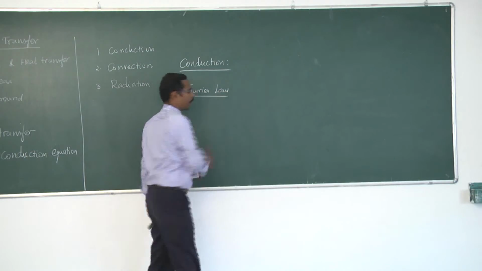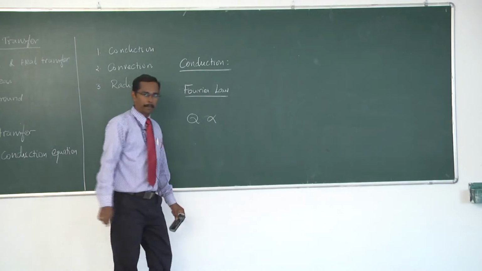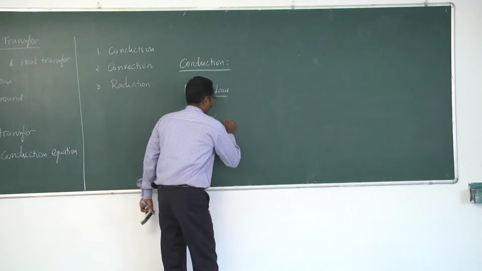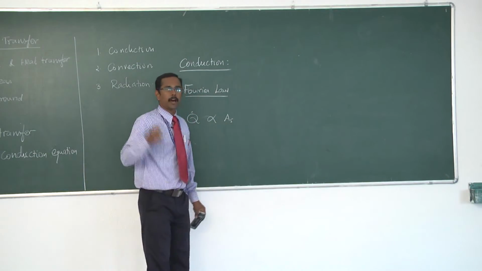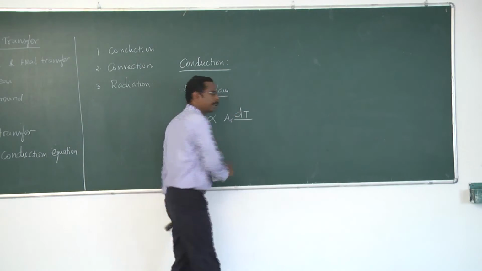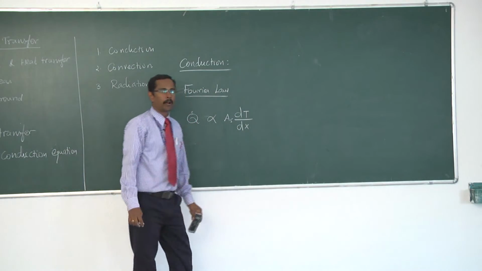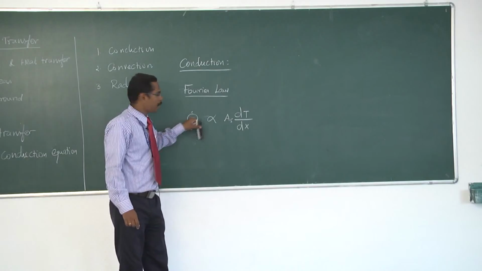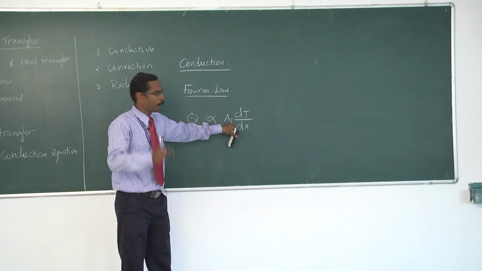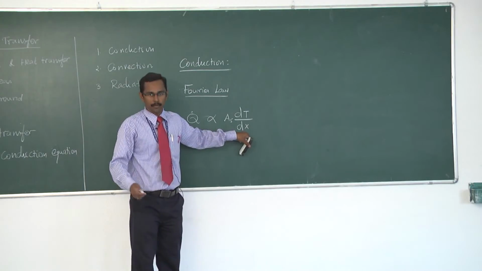In Fourier's law, the rate of heat transfer is directly proportional to the surface area which is normal to the heat flow, and to the temperature difference, and inversely proportional to the thickness of the layer.